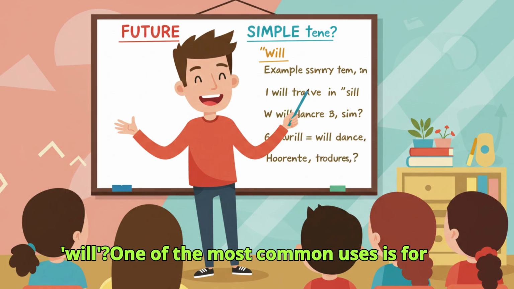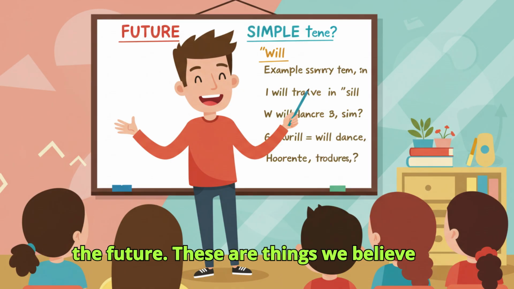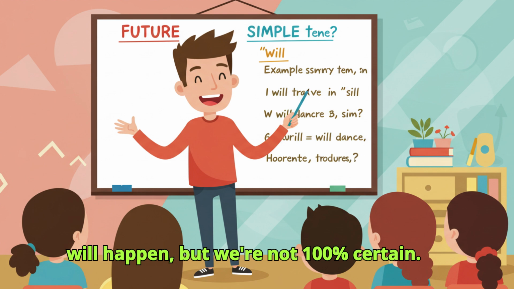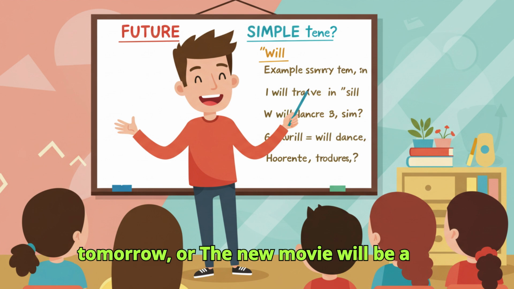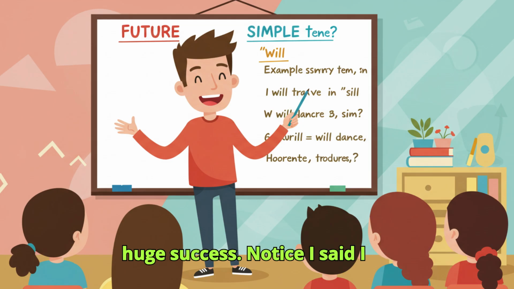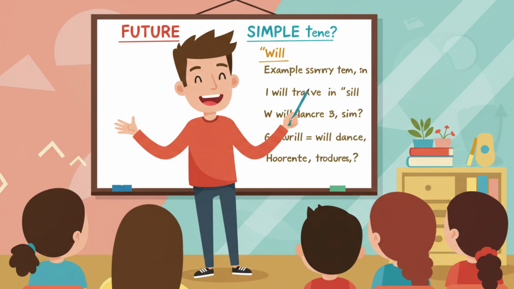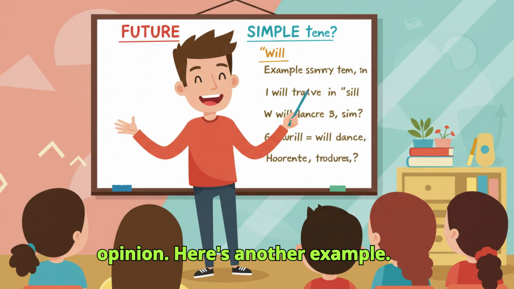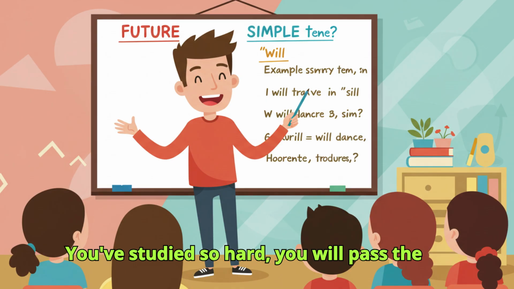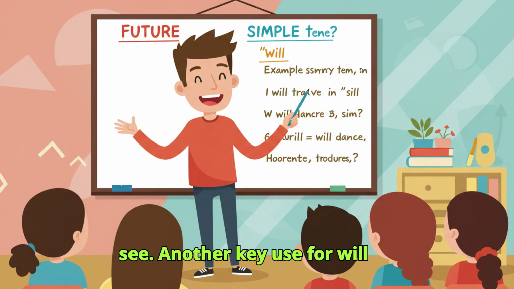One of the most common uses is for making predictions or stating facts about the future. These are things we believe will happen, but we're not 100% certain. For instance, I think it will rain tomorrow, or the new movie will be a huge success. Notice I said, I think. We often use phrases like I think, I believe, or probably with will to show it's our opinion. Here's another example. You've studied so hard, you will pass the exam. That's a prediction based on what I see.